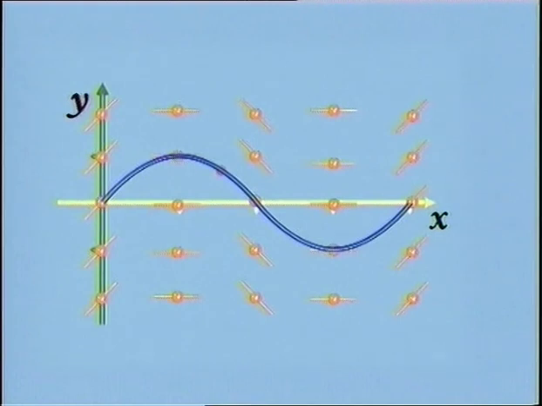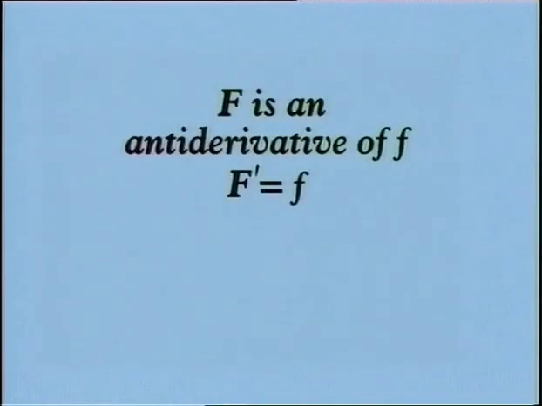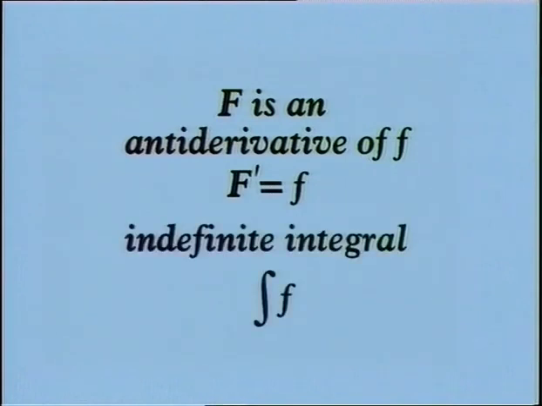We call any such big F, regardless of starting point, an antiderivative of little f. It's a function for which big F prime equals little f. And the family of all the possible antiderivatives is then called the indefinite integral of little f, which is denoted by little f with an elongated s before it. That's the integral sign.